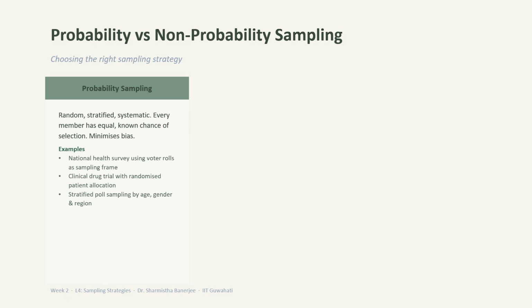If I am looking at probability based sampling, I can have something called random, stratified, or systematic sampling. Every member has an equal probability or a known chance of selection when I am using probability based sampling. This helps in minimizing the biases. So for example, I want to understand the health level of the entire country, through national health surveys. Or I want to understand exit poll results.